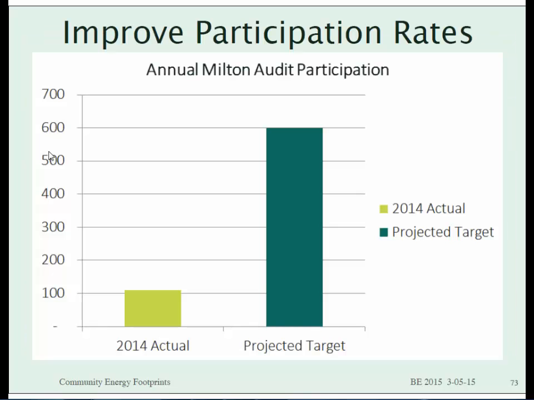And I think when it comes to participation rates, when people see their audit, they see that their home is performing poorly potentially, this will provide motivation to go and get an audit. And here we look at JB and Henry talked about the participation rates in Milton for audits. 210 homes in 2014. They're projecting 600 homes going forward, and I think we could really help with this effort by providing that feedback to homeowners.